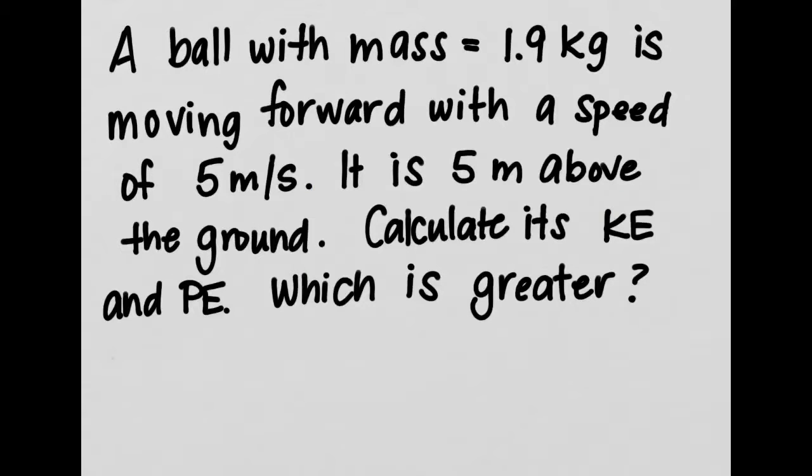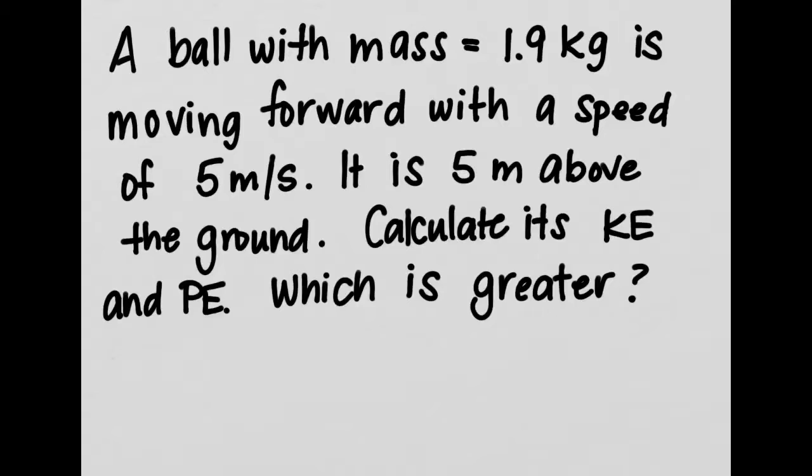For our first example from Apex, let's consider this. A ball with mass 1.9 kilograms is moving forward with a speed of 5 meters per second. It is 5 meters above the ground. Calculate its KE and PE, which is greater.